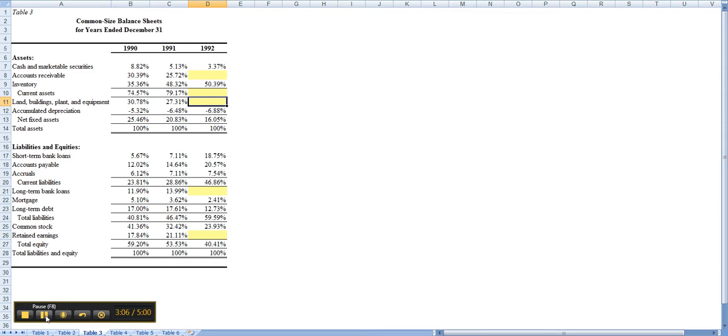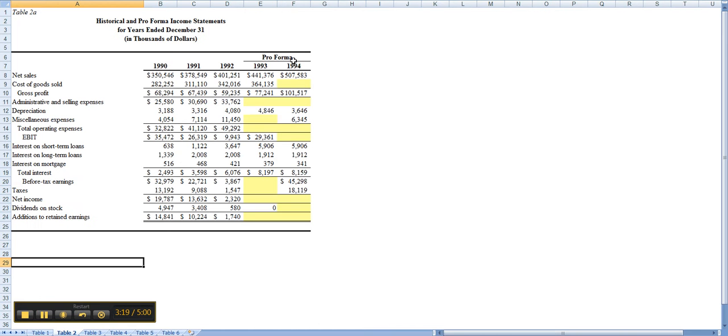Just list their strengths and weaknesses. And then question 3, again, based on those strengths and weaknesses, should the banks loan the company money? So just based on their 90, 91, and 92 information, not the projected stuff from tables 1 and 2, is the company in good shape, and should the bank continue to loan the company money?